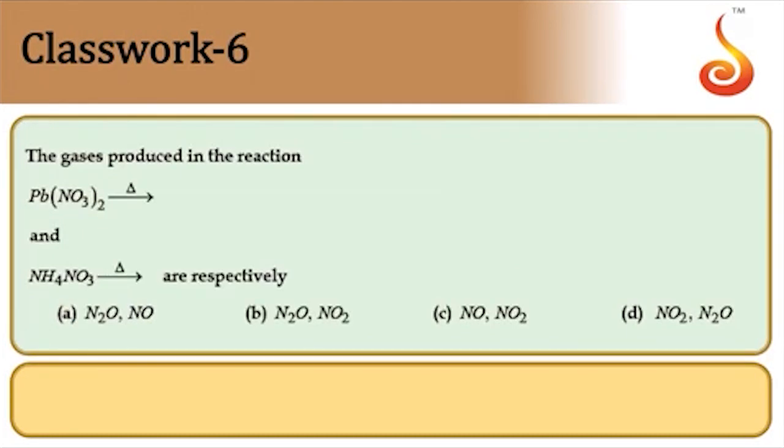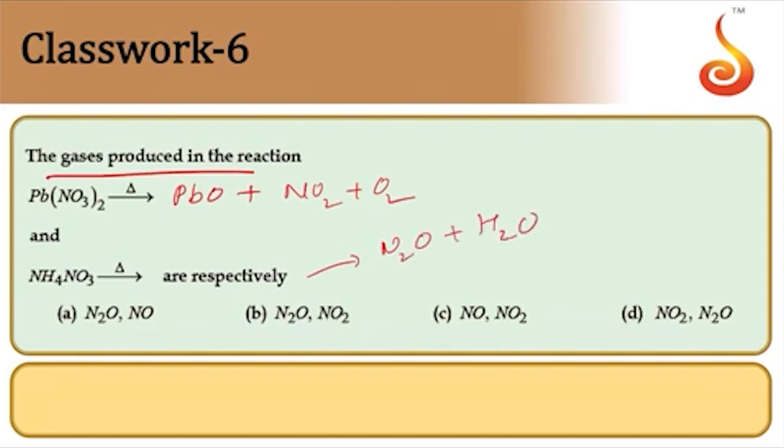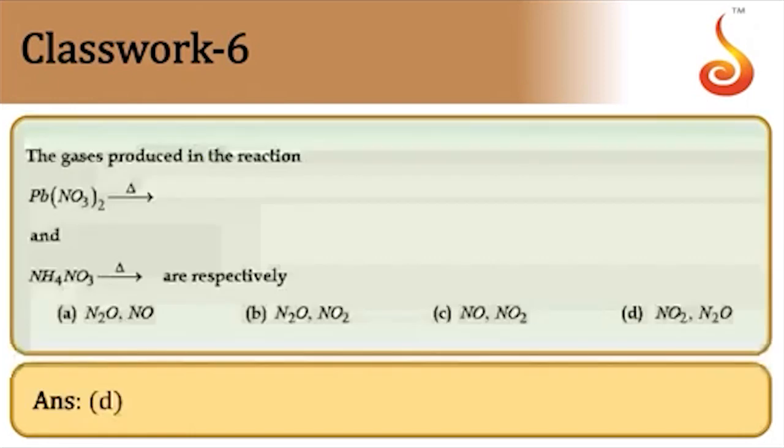The gases produced in the reaction: this forms PbO plus NO2 plus O2. Ammonium nitrate gives N2O plus H2O. So the compounds are NO2 and N2O. So the answer is option D. So the sixth one is option D.